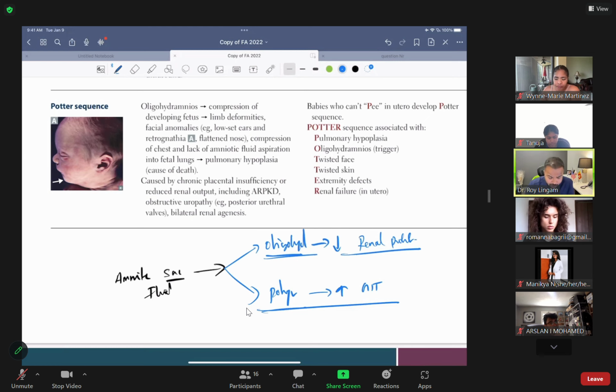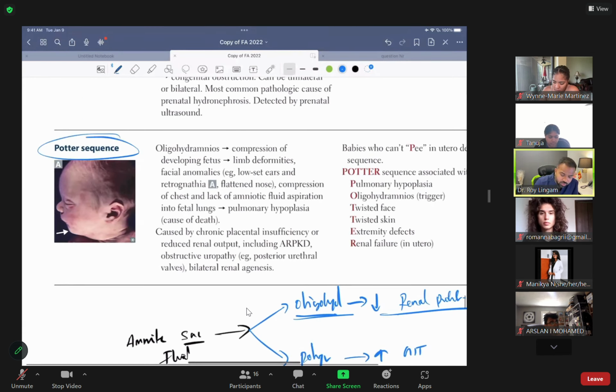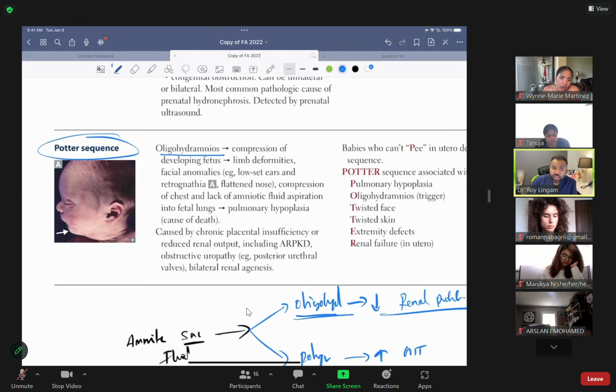Now, the sequence: when they have oligohydramnios, what does that tell them? They have no problem drinking, but they have a problem excreting. So the amniotic cavity doesn't have enough fluid. So the fetus's face is getting hit by the wall and stuff, right? Compression of the developing fetus, limb deformities, facial anomalies, all these things can happen, folks, okay?